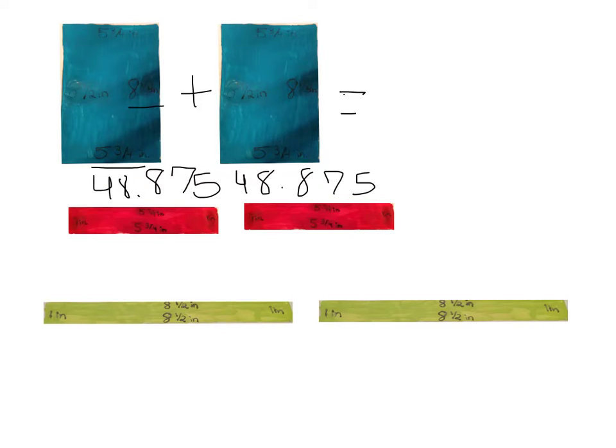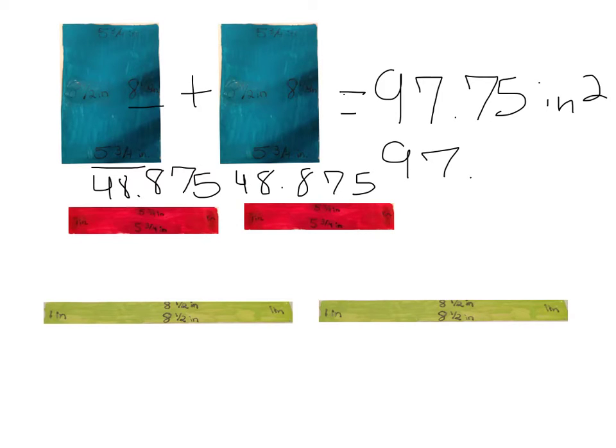of 97.75 inches squared. But this could also be written as 97 3/4 inches squared.